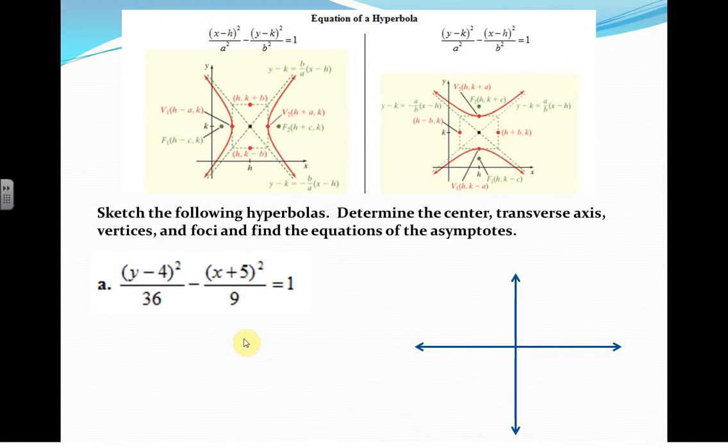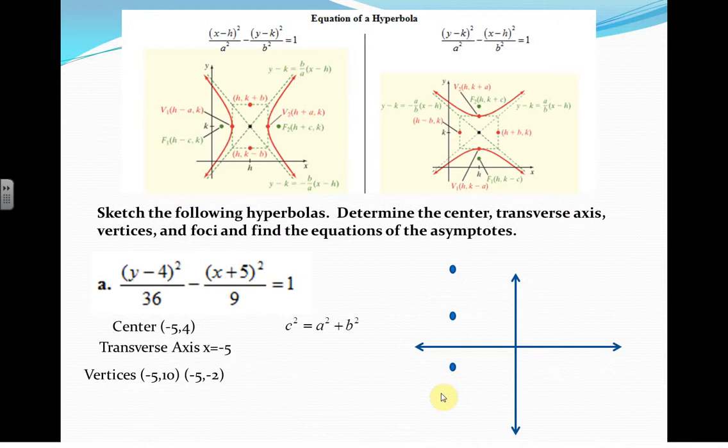We know its center is at (-5, 4). Careful, I see that the y is leading. Transverse axis is a line. So you might be like, what are you talking about? Transverse axis is x equals negative 5. Remember, that's a line. So the vertices are going to be, of our transverse axis, 6 units away, just like they were before. So I go up and down, but I'm going through the line x equals negative 5. And then the other one would be 3.